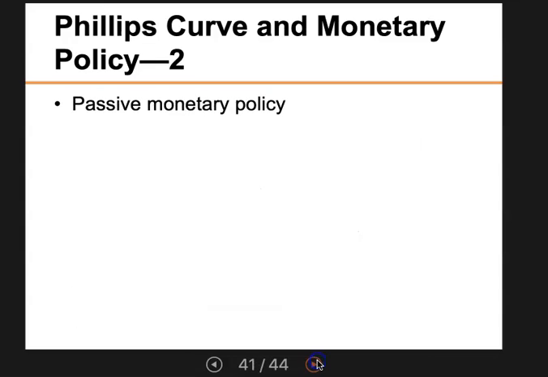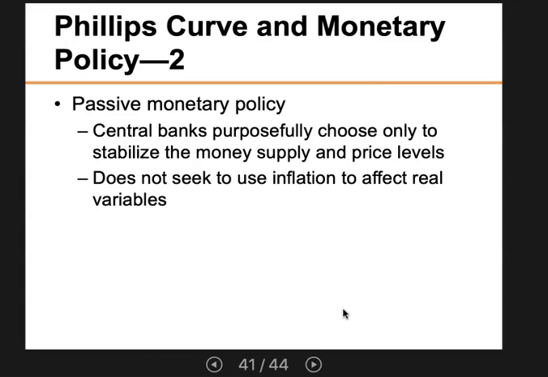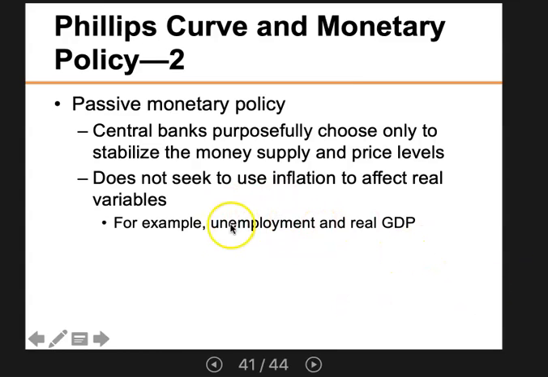Now, if it's not active monetary policy, what if it is a passive monetary policy? What is a passive monetary policy? It is when the central bank purposely chooses only to stabilize the money supply and price levels, right? Not trying to do anything with the unemployment rate and the inflation rate, but trying to maintain the price level. So it doesn't seek to use inflation to affect real variables, for example the unemployment rate and the real GDP. Instead of looking at the unemployment rate and the real GDP, we just look at the money supply and the price level.